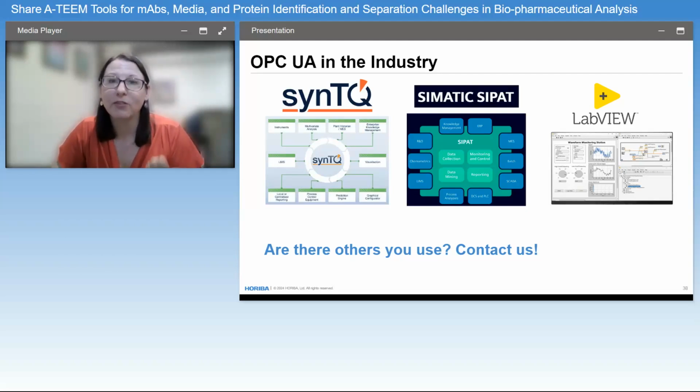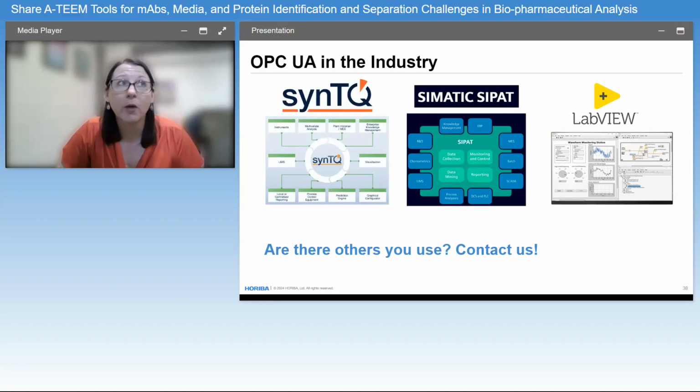LabVIEW from National Instruments also has an OPC-UA toolkit. This is a little bit more of an academic option, but you can build a client interface to connect with the Aqualog as well, to call the acquisition functions and then pass the data into an orchestration or multivariate analysis platform too. So just remember, if you use one of these, you have to have the client that's available to connect with the OPC-UA server called EasyPat from HORIBA.